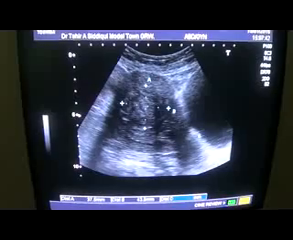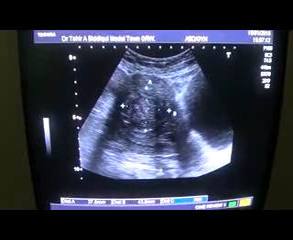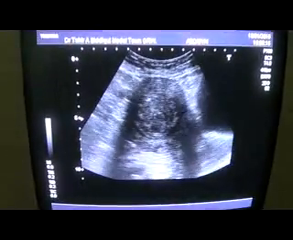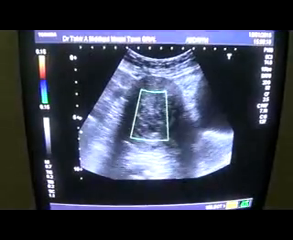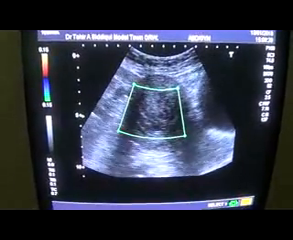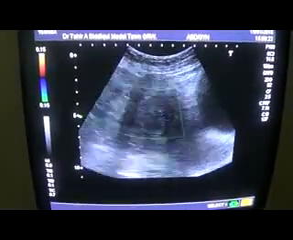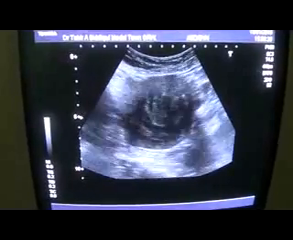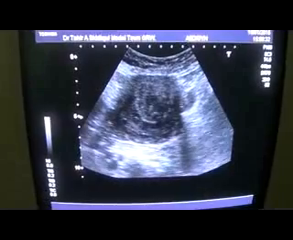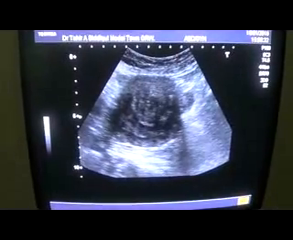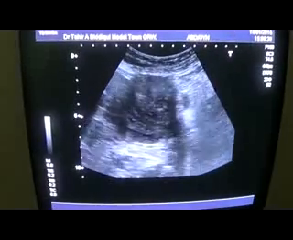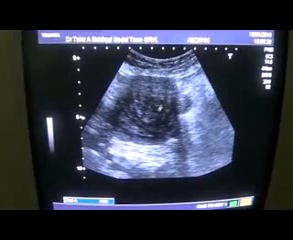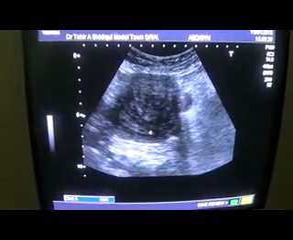This is the urinary bladder in longitudinal section. The fibroid measures 3.7 by 4.3 centimeters. Okay, now you see that it's non-vascular. Where is the endometrial canal? Here, it is pushing the endometrial canal posteriorly. This is the endometrial canal. You see, this is the fibroid, and this is the endometrial canal.